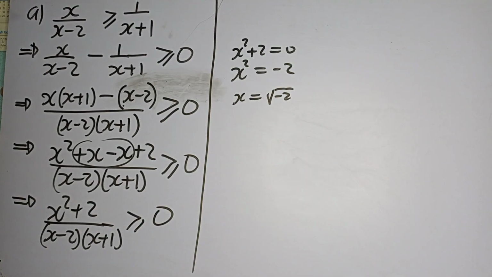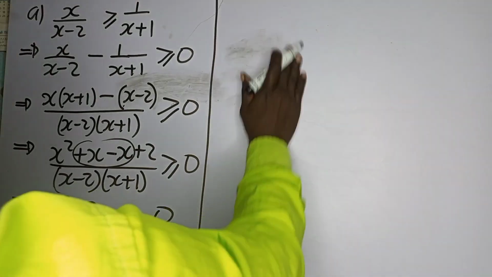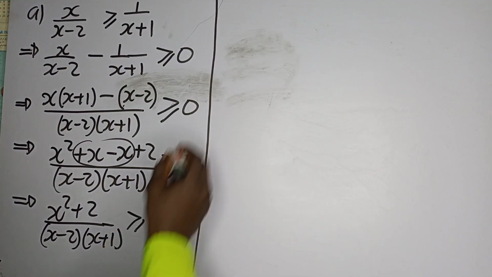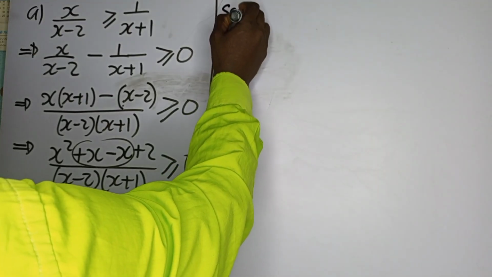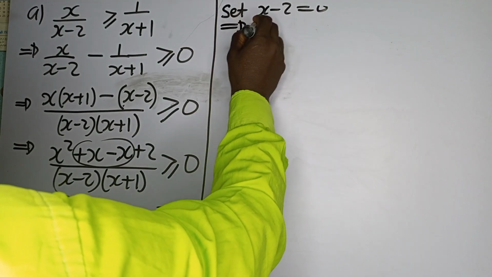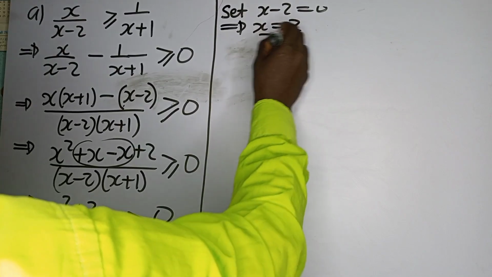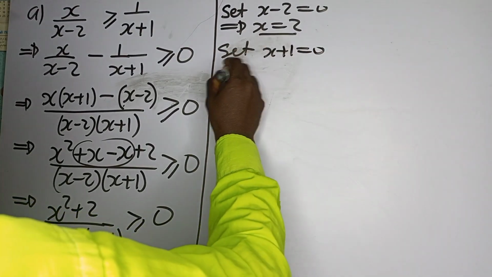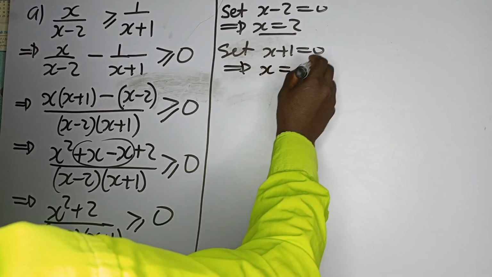Remember, we're asked to find all real solutions. We want to work on the set of real numbers. So the numerator will be left alone. We'll now go to the denominators. What are the values that can render x minus 2 zero? That critical value is 2. We also set x plus 1 to 0. The next critical value is negative 1.